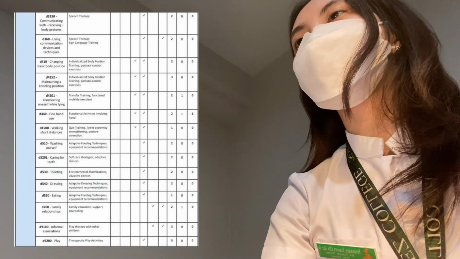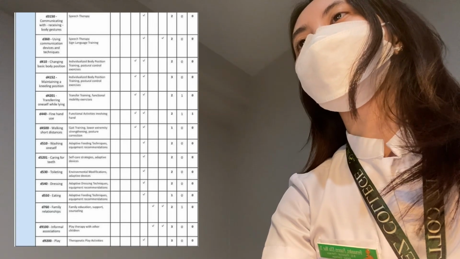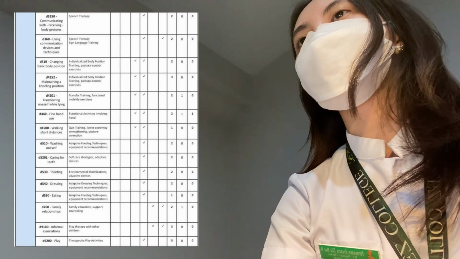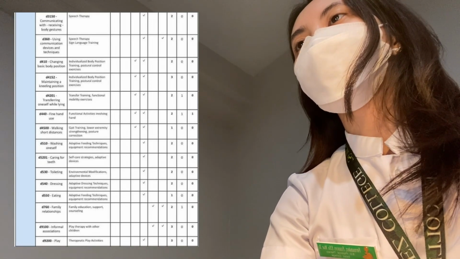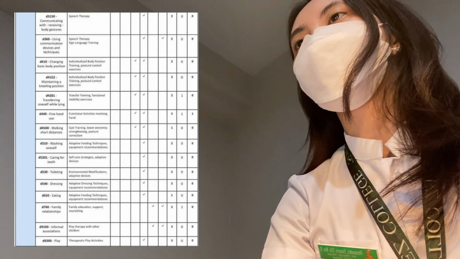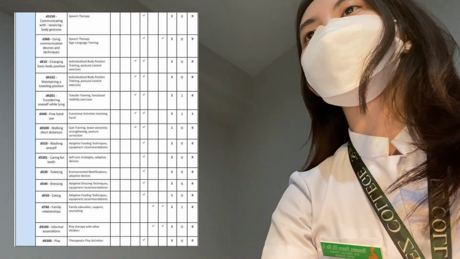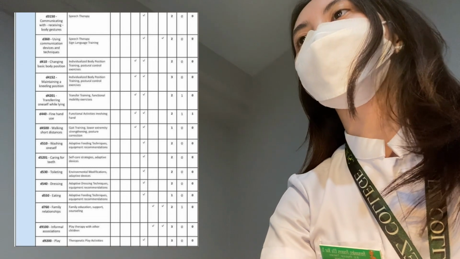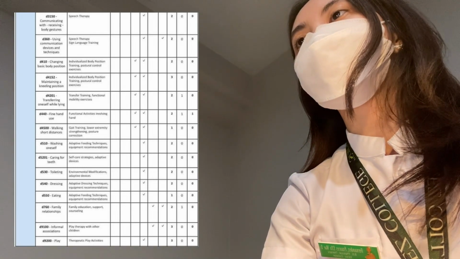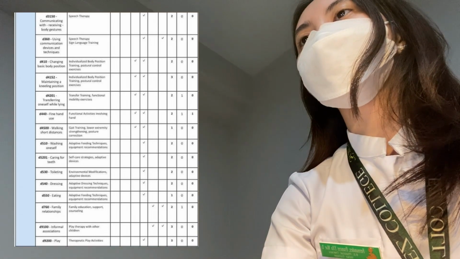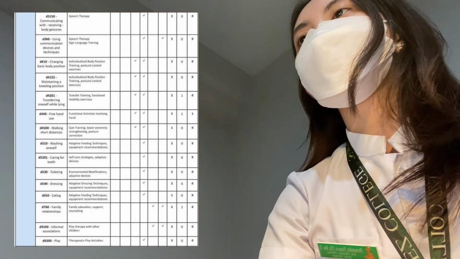Then we also have D4500 for walking short distances, for gait training, lower extremity strengthening, posture correction, with the first value of 1 and the rest is 0. We also have D510 for washing oneself, adaptive feeding techniques, equipment recommendations, with the first value of 2 and the rest is 0. We also have D5201 caring for teeth, self-care strategies, adaptive devices, with the first value of 2 and the rest is 0.